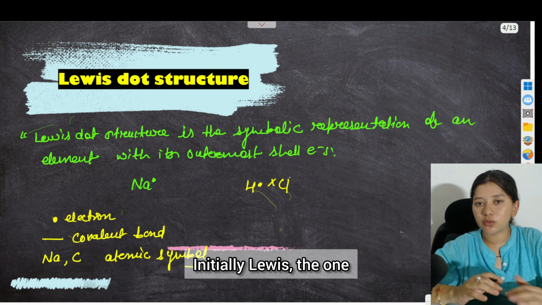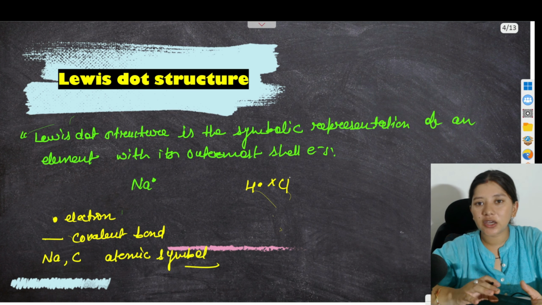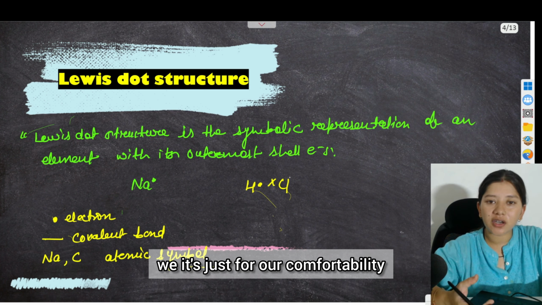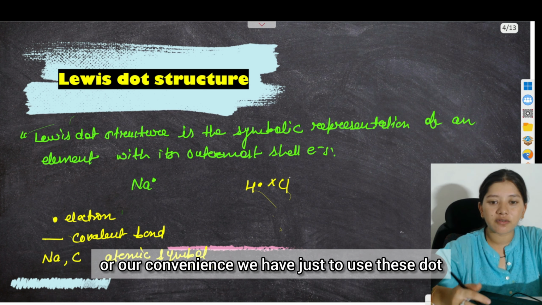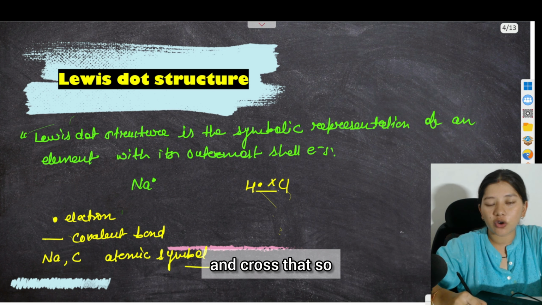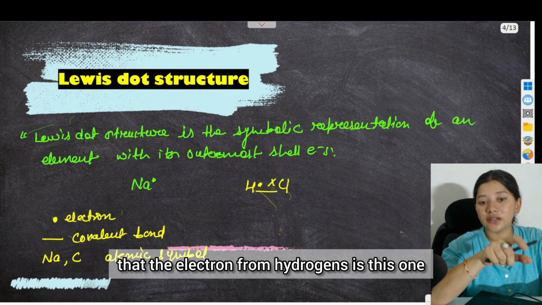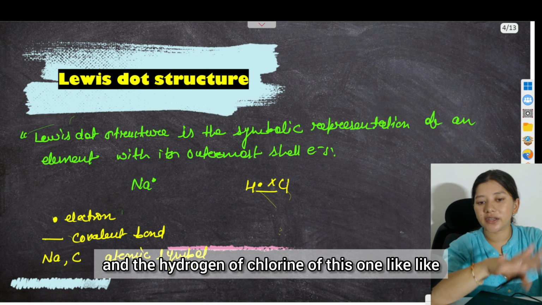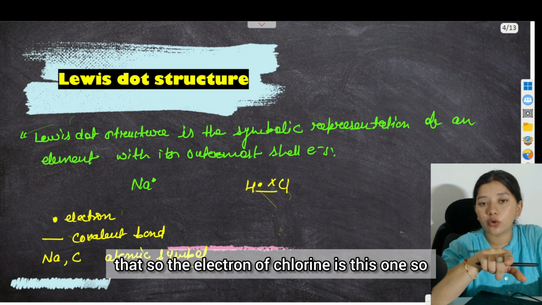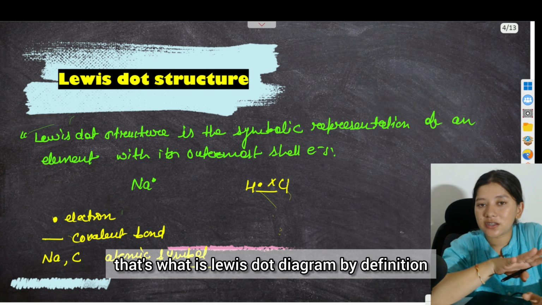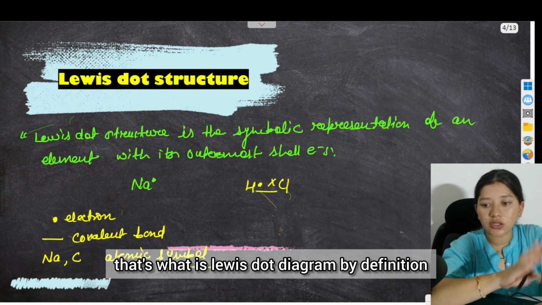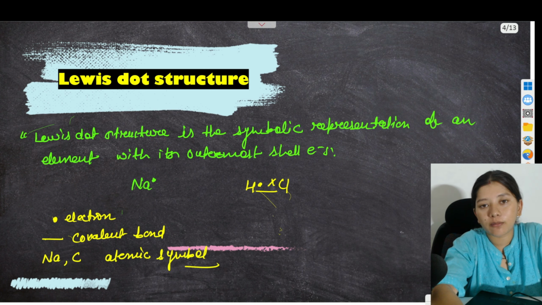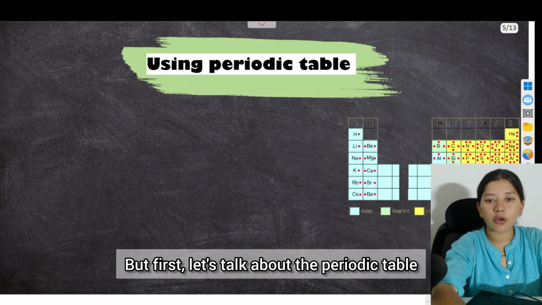Initially, Lewis only mentioned the dot, right? Not the cross. It's just for our convenience. We use the dot and cross so that we can be very clear that the electron from hydrogen is this one and the electron of chlorine is this one. So that's what the Lewis dot diagram is by definition. We will be applying this on some molecules later on, but first let's talk about the periodic table.